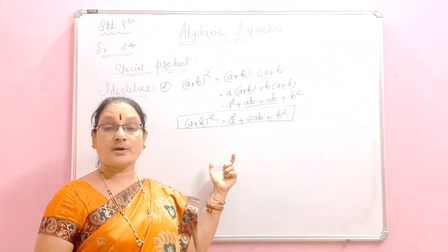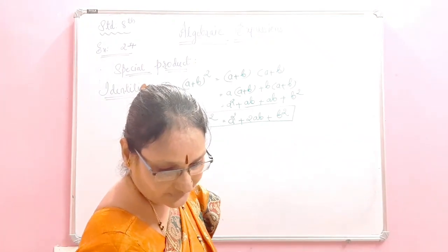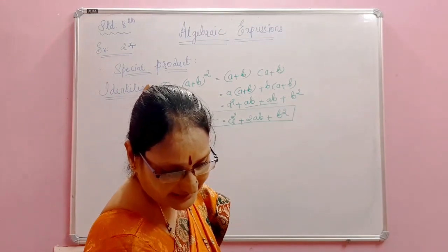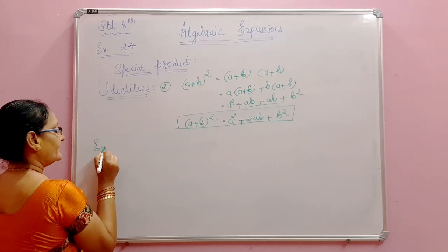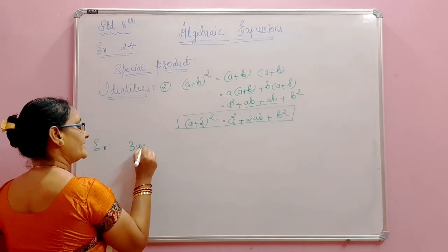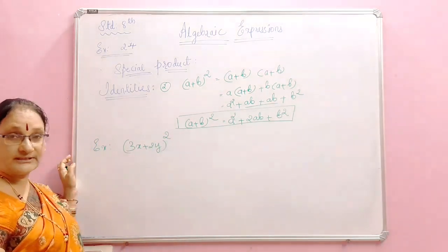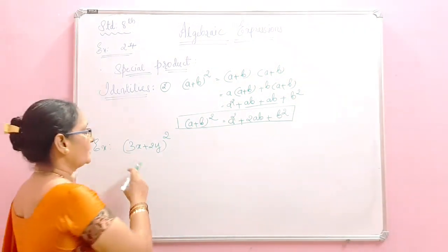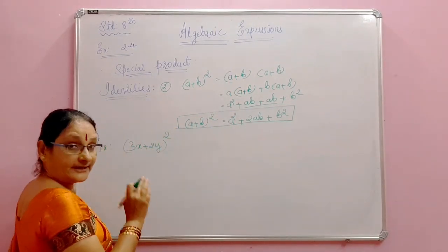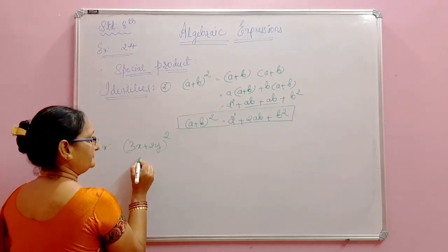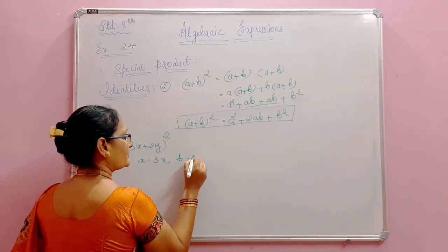Now what kind of problems will come to solve using this identity? We will see now. The first one is from your exercise I am taking. Example: (3x + 2y)². Find the product using the identity. Now what we have to do? We know already the identity. No need to do like this. Directly we will write. In this, a is equal to 3x, b is equal to 2y.